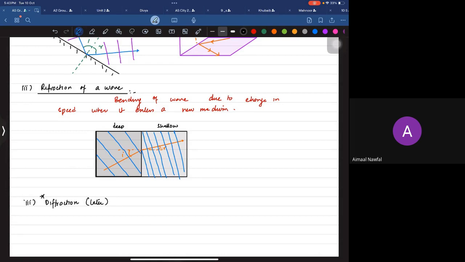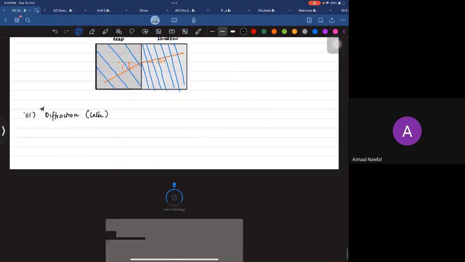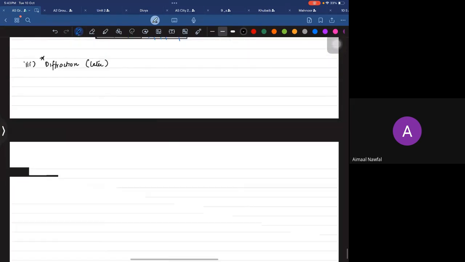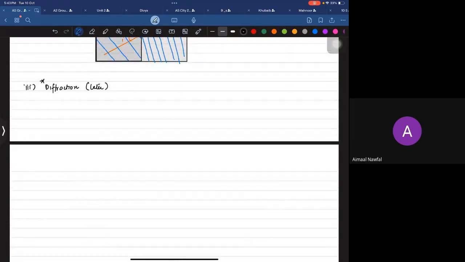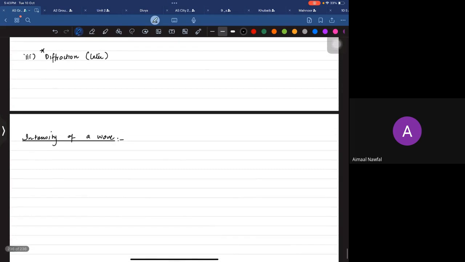All right. So now the most important thing that we're going to learn today is the property of a wave that is called intensity of a wave. Now, a lot of questions from these would come in your exam, and you got to be prepared for that. So let's have a look.